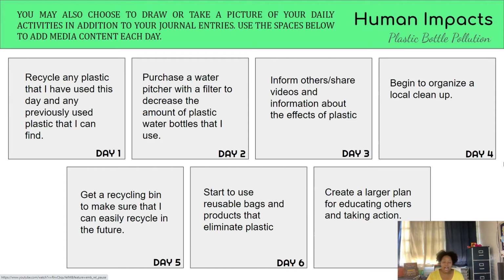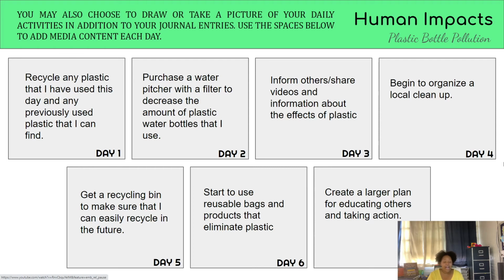On day three, I'm going to start to inform others. I can share the video like the one that we watched and just information that I find about the harmful effects that plastic use can have. On day four, I'm going to begin to organize a local cleanup so that we can avoid things like our trash going into that garbage patch that we saw and into the river like we saw with that second bottle. We don't want that. So we want to start to clean up our local area.